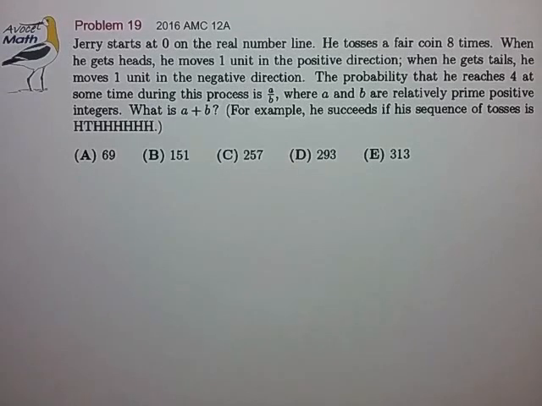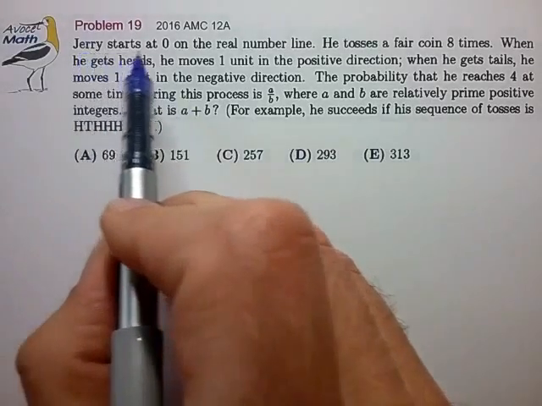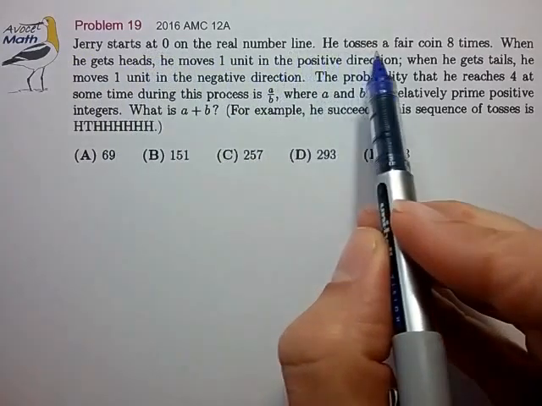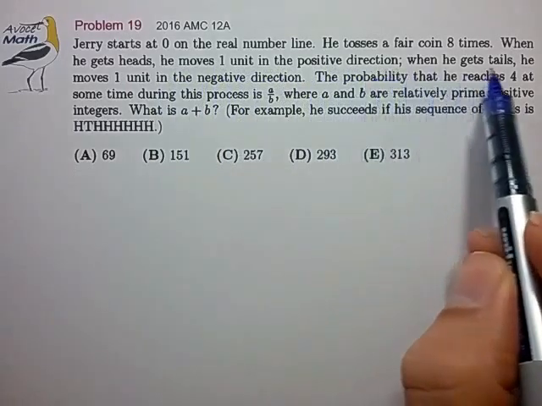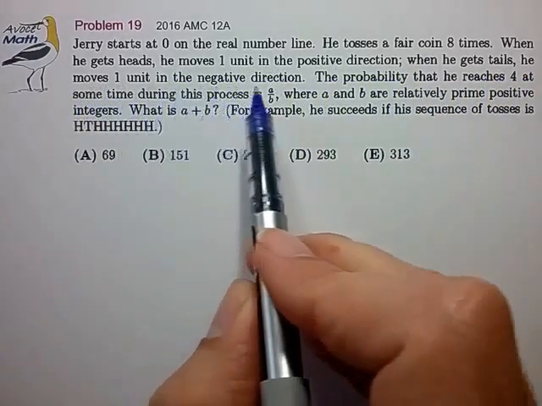Hi, this is Problem 19 from the AMC 12A. Jerry starts at 0 on a real number line. He tosses a fair coin 8 times. When he gets heads, he moves 1 unit in the positive direction. When he gets tails, he moves 1 unit in the negative direction.